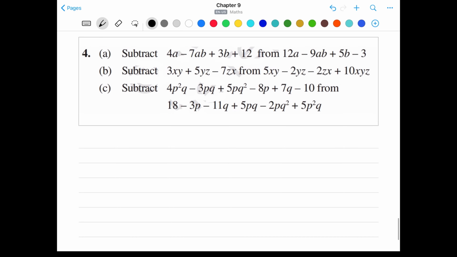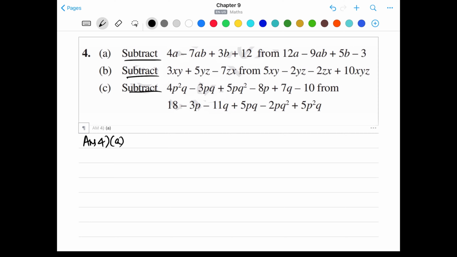Now let's move to the next question. We have question number 4. Here we have a total of 3 parts, and we are asked to subtract them now. So let's start with part A of question number 4. We have to subtract this expression from this one. So the expression written after "from" will be written above. So we have 12A minus 9AB plus 5B minus 3.